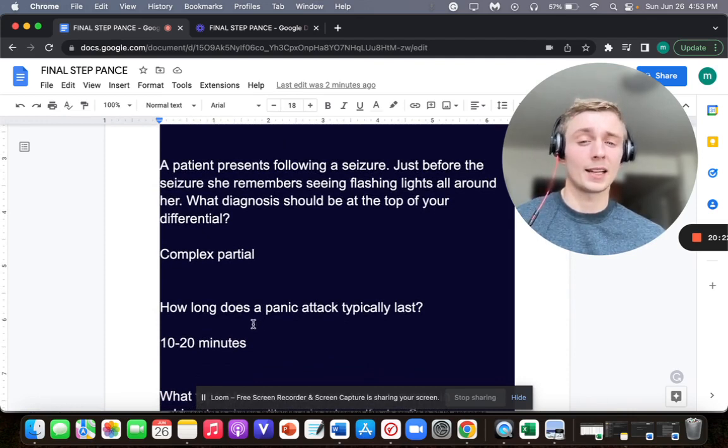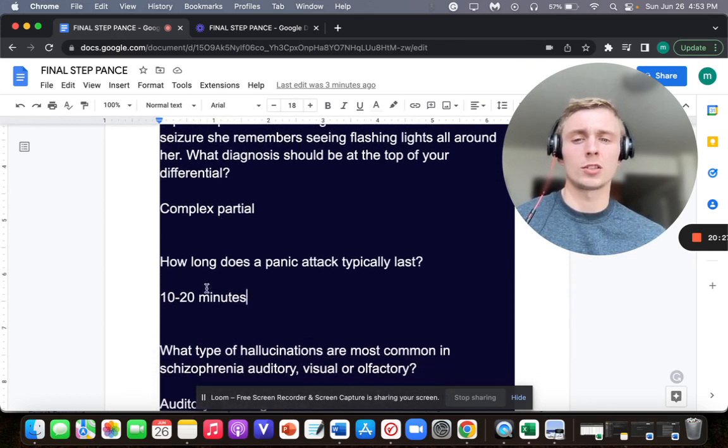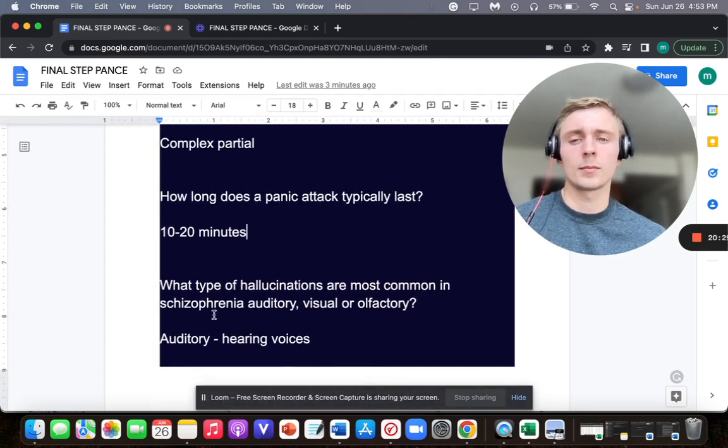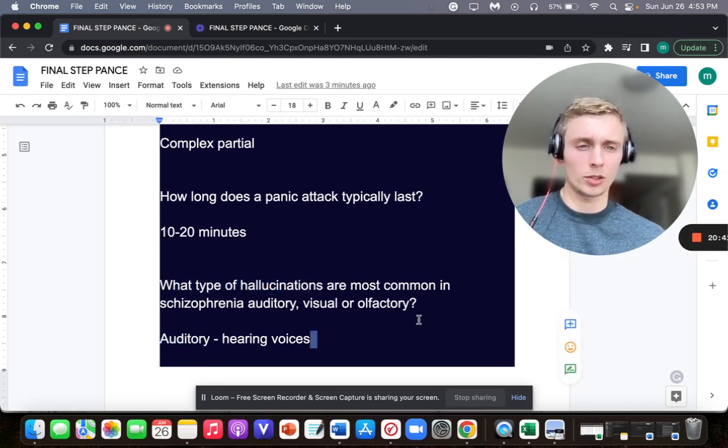How long does a panic attack typically last? So a panic attack typically lasts 10 to 20 minutes. What type of hallucinations are most common in schizophrenia? Auditory, visual, or olfactory? So the most common hallucinations in schizophrenia are going to be auditory hallucinations. So auditory, most common type of hallucinations. And those would be hearing voices.